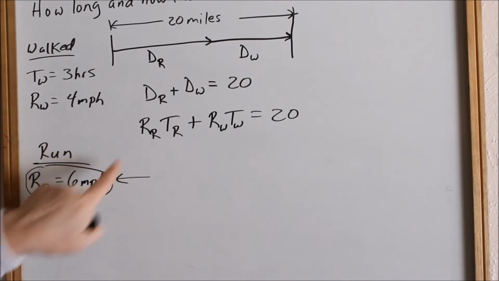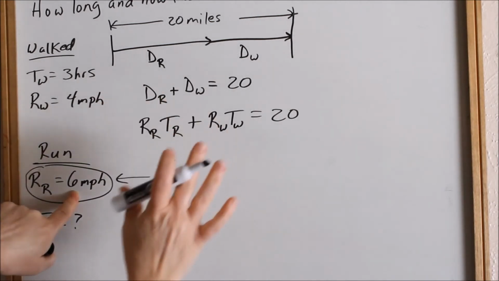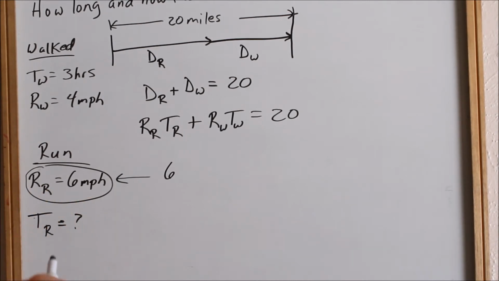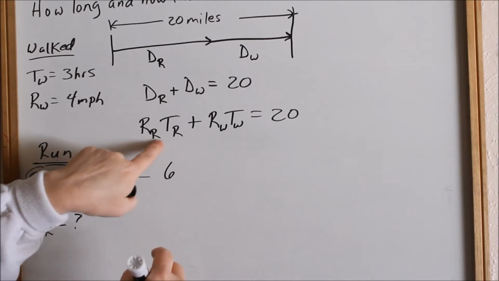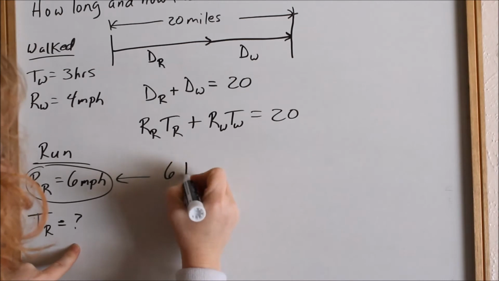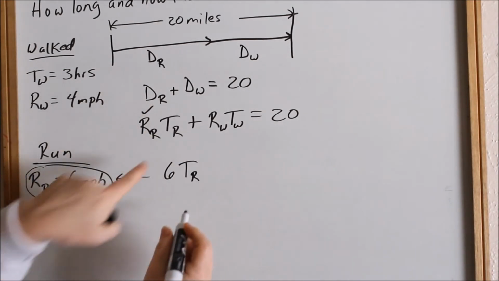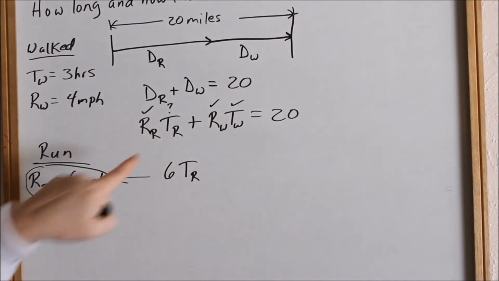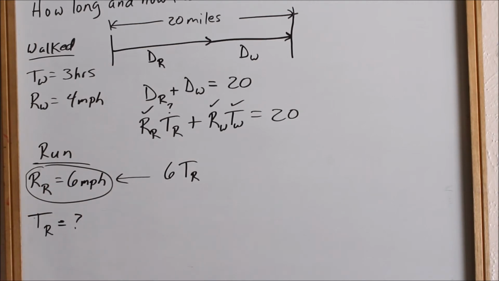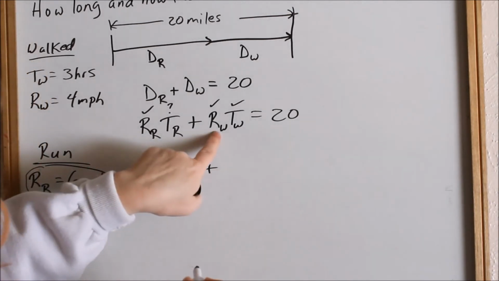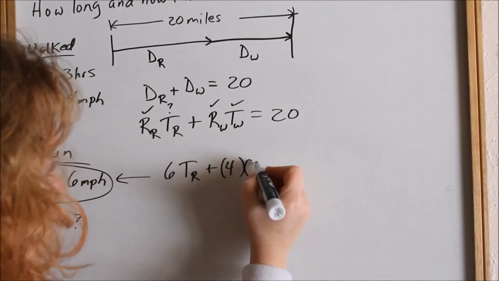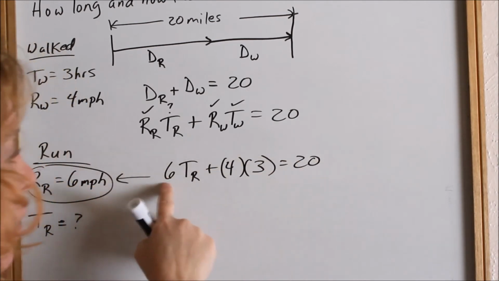We do know that the rate that he ran was 6 miles an hour. Everything is in miles and hours, so I know all of my units match, and I'm just going to drop my units. So he ran at 6 miles an hour, and the time he ran, that's what we don't know. I do know the rest of these. So I only have one unknown, which means I only need one equation. The rate that he walked was 4 miles an hour, and the time that he walked, we were told, was 3 hours.